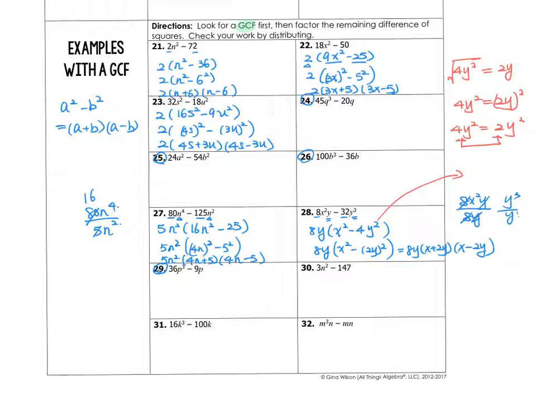Number 30 is a little harder. I'm going to take 3 out. I don't know if I can, so let's try it. 147 divided by 3 is 49. This actually can be rewritten as 7 squared. So this is not as hard as I thought. A plus b times a minus b.